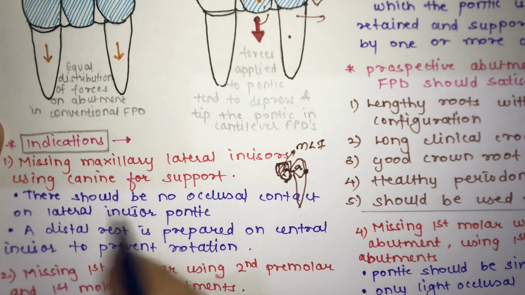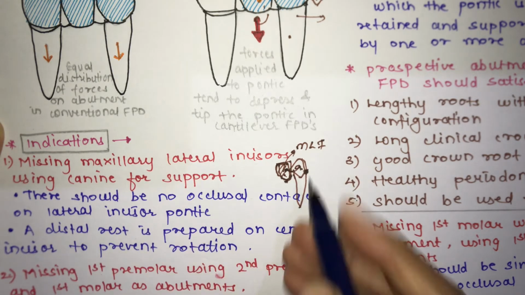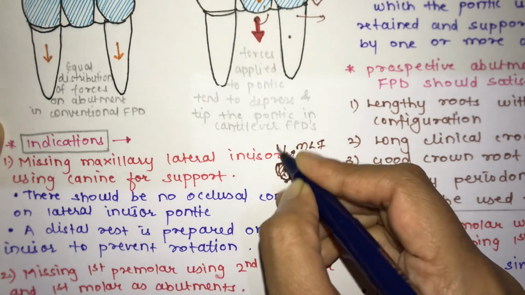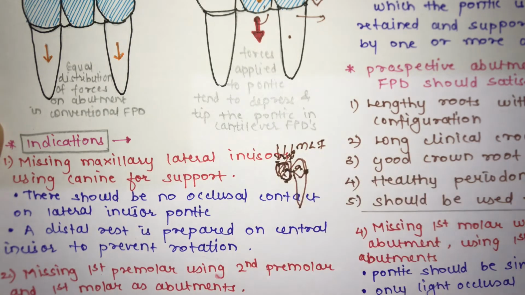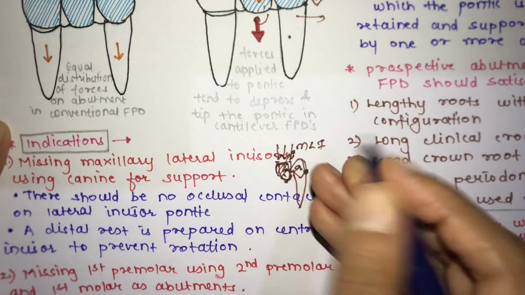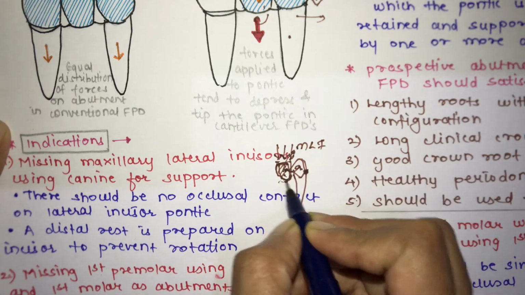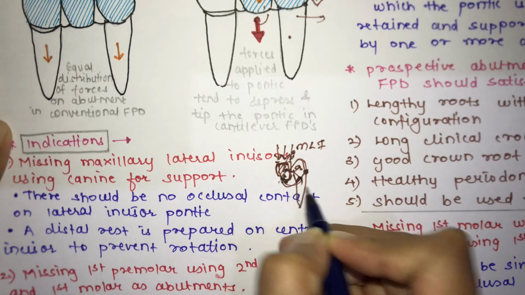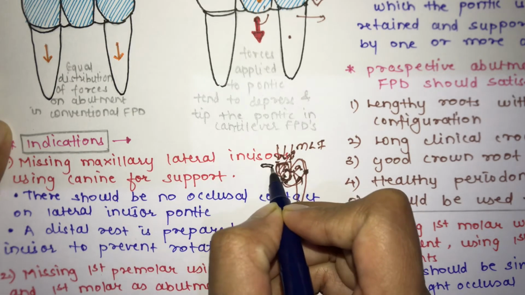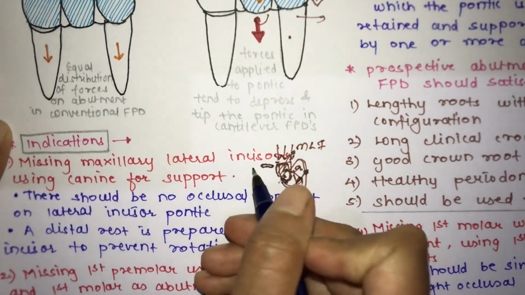Now in this, there should be no occlusal contact on this lateral incisor. So when you're building up this pontic, you have to see that there are no occlusal forces acting on this lateral incisor, and a distal rest is prepared on the central incisor to prevent the rotation. Now this is a cantilever, so you are getting support only from one side. So there are chances that your pontic can get rotated. So to prevent that, you create that distal rest on the central incisor.